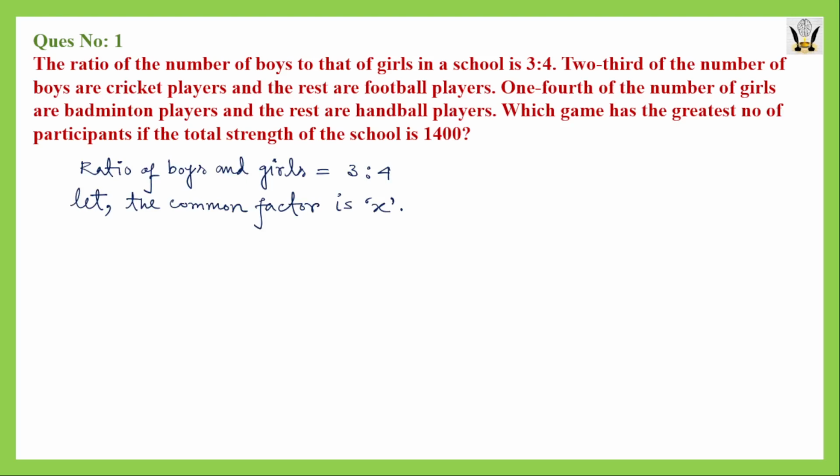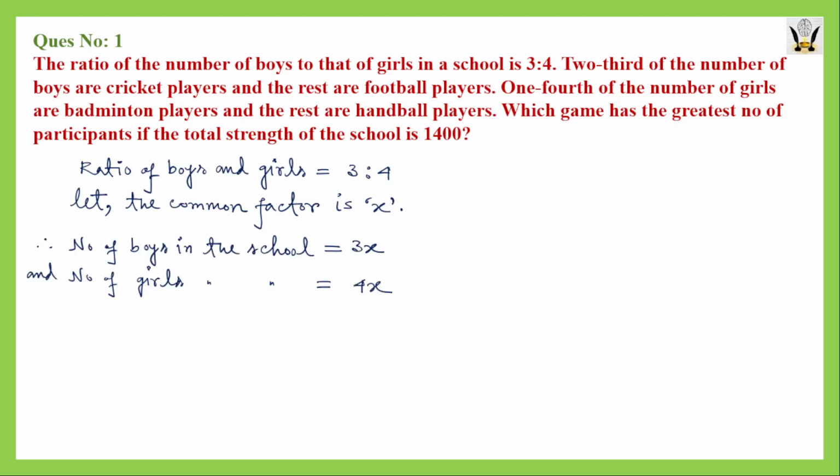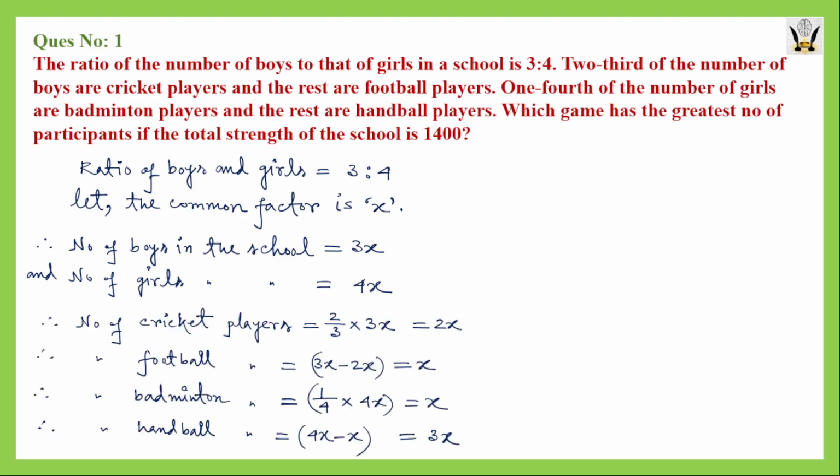Let the common factor be x. So if it is x, then the number of boys we can say as 3x and the number of girls in that school we can say as 4x. Now the next condition that is given is 2/3 of the number of boys are cricket players and the rest are football players. So the number of boys who play cricket is 2/3 of the total number of boys, and the total number of boys in that school is 3x as per the given ratio and the common factor that we assumed.